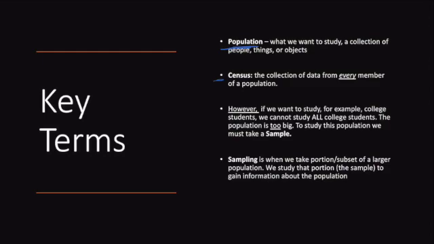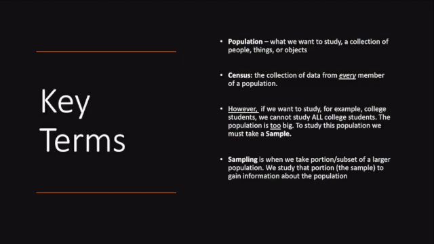So what we need to do is take a sample. So sampling is when we take a portion of a larger population. So let's say if we wanted to study college students, we'd pick 5 students from every university, or we would just survey one university. That would be taking a sample. And there are many different ways to take a sample, and we will be going over those.